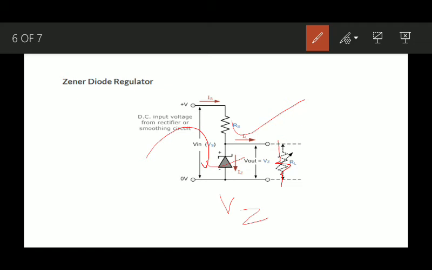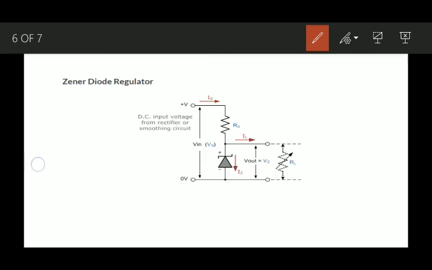So you can see the input voltage, the excess voltage, and Rs is the current limiting resistance. The extra current will be limited by this Rs resistance, and the load is connected in parallel to the Zener diode, which keeps the voltage constant. I think you understand why the voltage remains constant across the Zener diode. A very simple basic principle is applicable here.